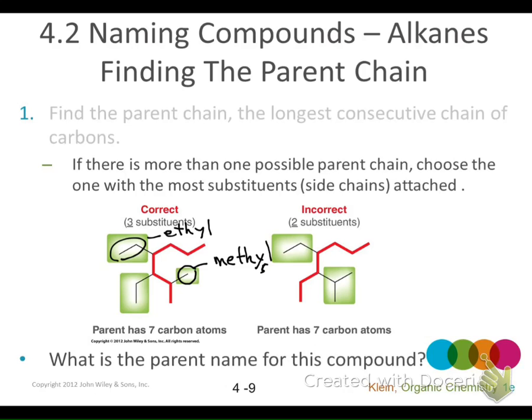One of the things you have to do with the parent chain, once you identify the substituents, is number the chain. The numbering of the chain always goes so that the first substituent has the lowest possible number. So let me draw this again.